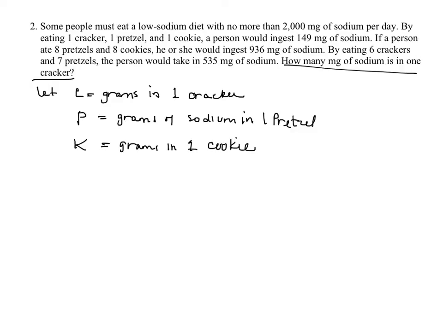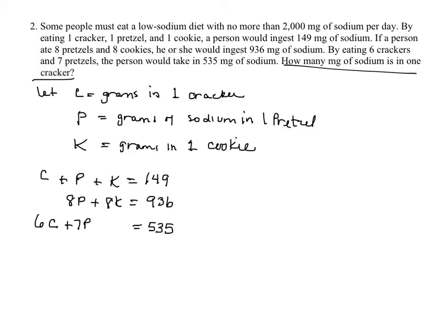We're setting up the equations. So by eating one cracker, one pretzel, and one cookie, the person gets 149 milligrams of sodium. Person ate 8 pretzels and 8 cookies, the person gets 936. And 6 crackers and 7 pretzels, the person gets 535. So let's solve it.